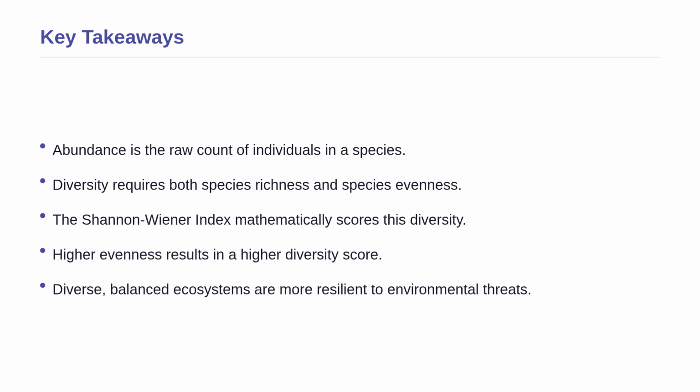By using mathematical tools like the Shannon-Wiener index, we can translate complex natural communities into clear, comparable numbers. We proved mathematically that a balanced ecosystem scores higher, and we learned that this balance is what protects nature from collapsing under stress. You now have the fundamental tools to monitor ecosystem health and understand the true story of our natural world.